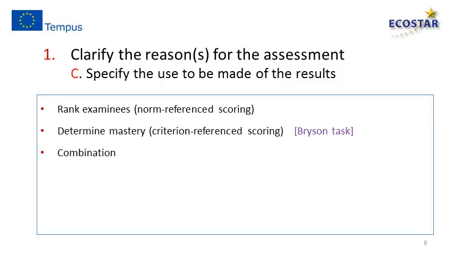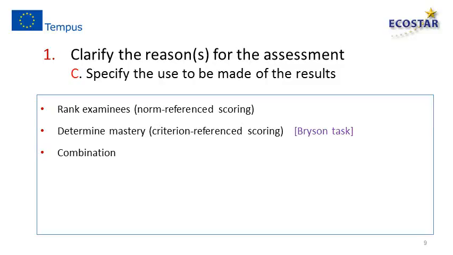This is not so common in academic English courses. In academic English courses, what's usually done is to determine mastery, and that's called criterion reference scoring. Okay, the Bryson task is a task that determines how much a particular student has mastered skills or material that's been taught.